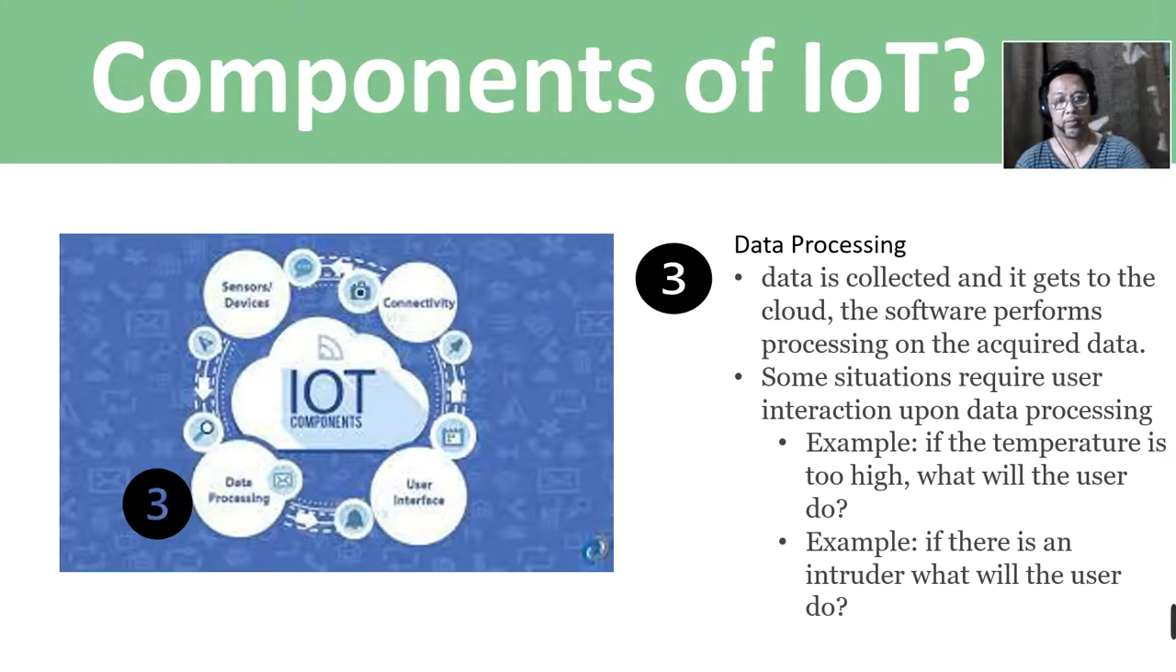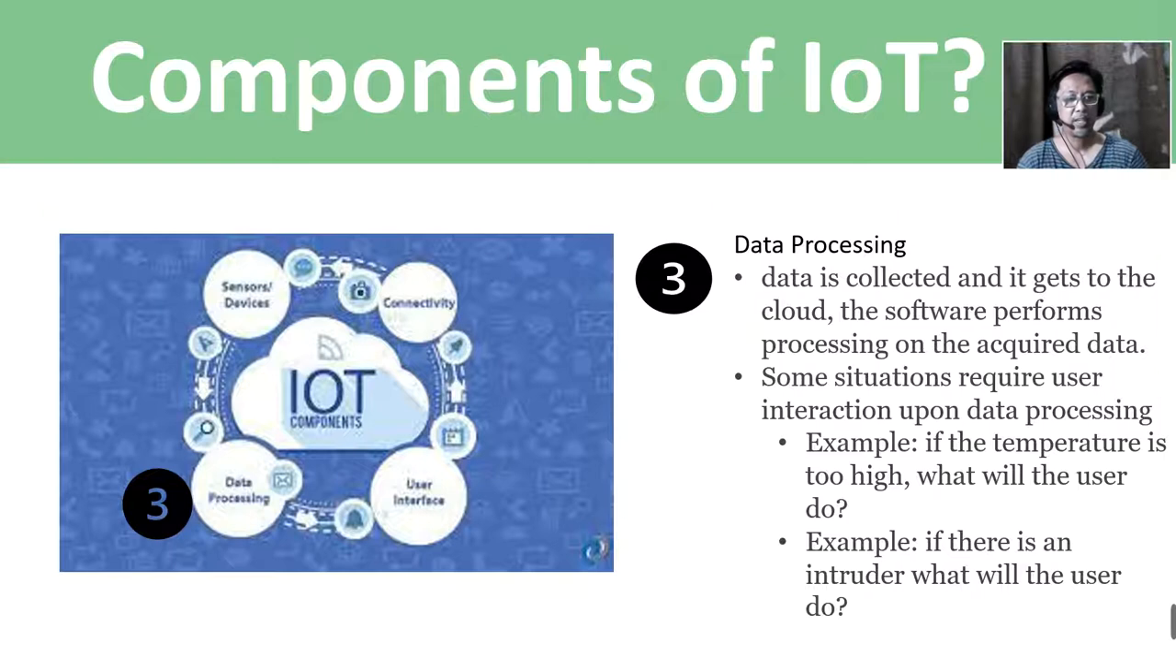Next is number 3, which is the data processing. You will be sending data, or not necessarily you, but your IoT device or application will be sending data from the device itself to the processing server. So there should be data processing there.